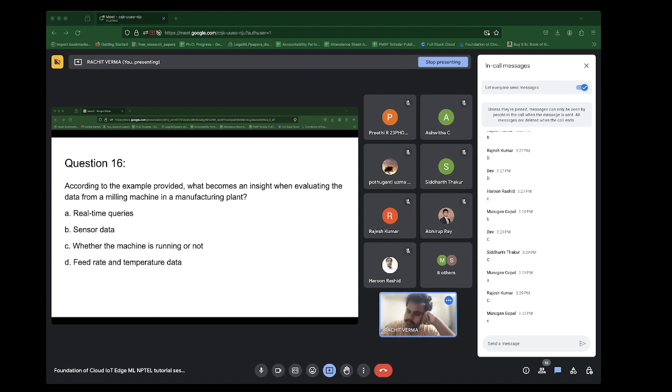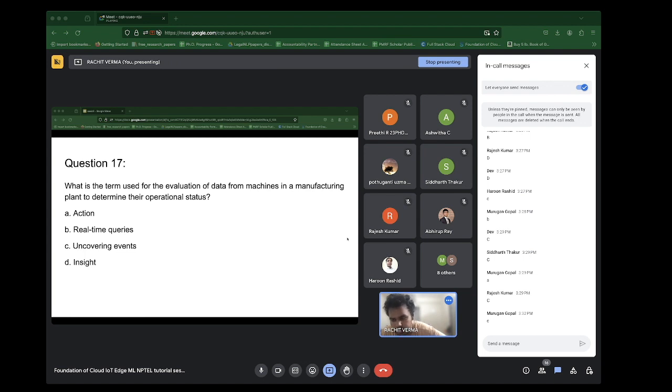So it's not A, real-time queries. It's not B, sensor data, because this is what you use to generate the insight. And then whether the machine is running or not is what the insight will give you. For example, if the temperature is very low for a very long period of time, the machine is not hot, so it probably means that it is not running. And feed rate and temperature data is the actual sensor data that we use to figure out whether the machine is running or not.